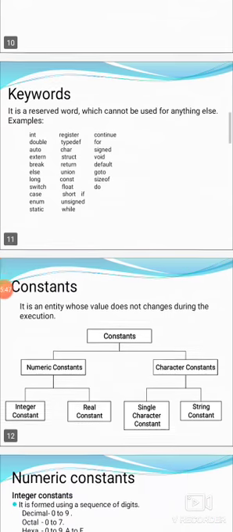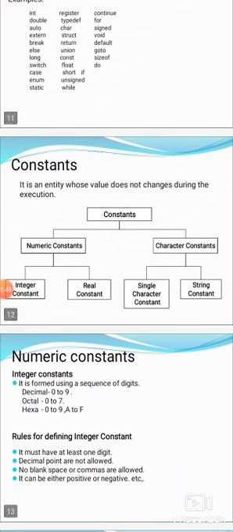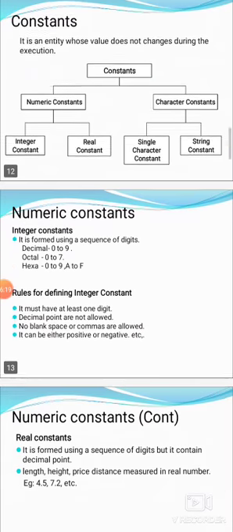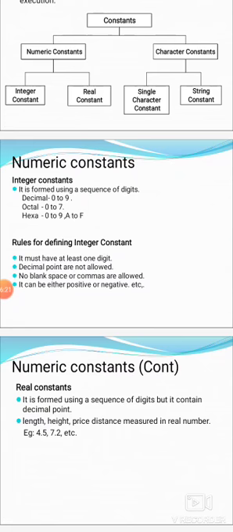Constants. Constant is an entity that does not change its value during the execution. Once you declare a constant value, that is not changed during the execution. Constant is divided into two, that is numeric constants and character constants. Numeric constant may be an integer constant or real constant, and character constant is a single character constant or string constant. Here is a numeric constant, that is integer constant.